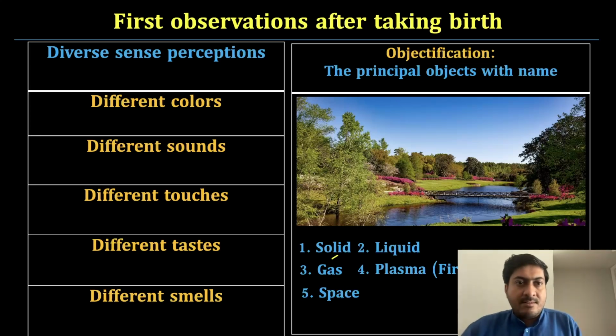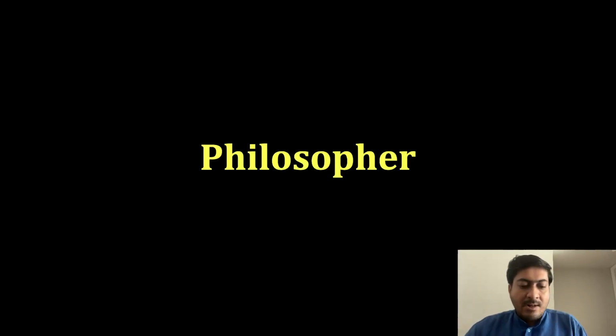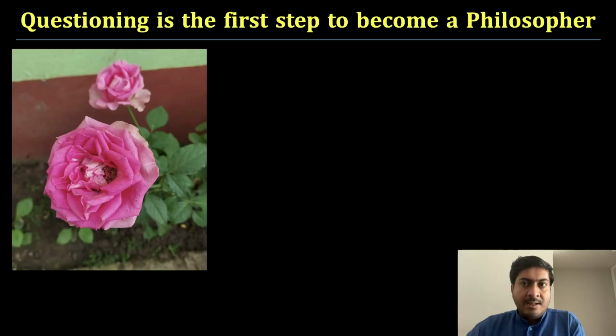However, these are the things that one observes after taking birth, and slowly upon growing up, one asks the questions: why at all do we perceive this color or smell or taste or anything, and also what is the reason for having these objects, this solid, liquid, gas, fire, and space in our observable universe. And that is basically the first step to become a philosopher. So anyone who is asking questions why this is happening or why that is happening is actually a good sign to become a philosopher.